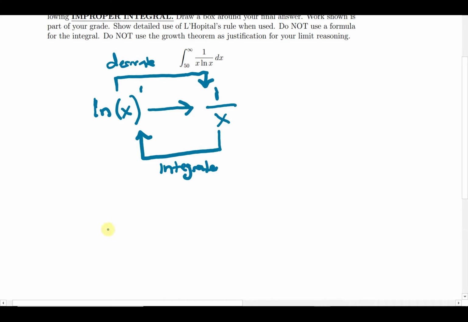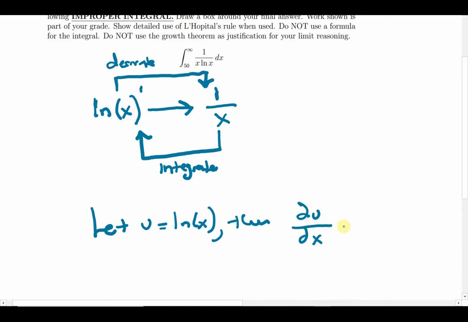For this case, notice how there's this ln x times 1 over x. So we want to get 1 over x. If we let u equal ln x, then du with respect to x equals 1 over x. That means du equals 1 over x dx.